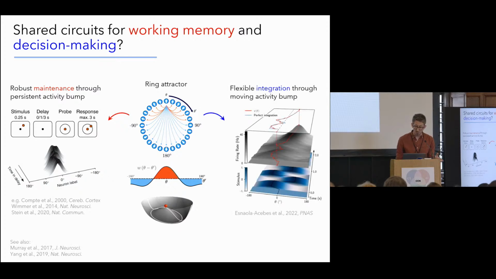And if tuned appropriately, this same circuit should be capable of flexibly integrating multiple pieces of information over time, which is the key computation for deliberative decision making. In a ring attractor, this would be achieved through the population activity bump moving around the ring manifold in a way that tracks, for example, the perfect integral of all information encountered on a trial of a decision-making task.